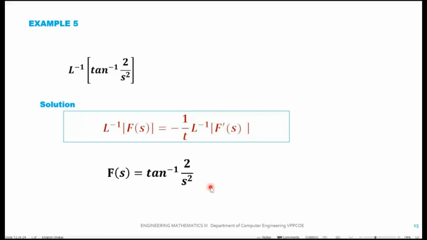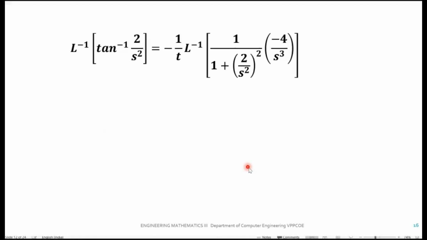So again f of s will be this. The same tan inverse formula is 1 upon 1 plus x square. If I apply it here, we get 1 upon 1 plus x square, where instead of x we have 2 by s square, into the derivative of 2 by s square, which is minus 4 by s cube. Is it okay? The s square goes up, so it becomes 2 s raised to minus 2, and the derivative of s raised to minus 2 is minus 2 s raised to minus 3. That is minus 4 upon s cube.